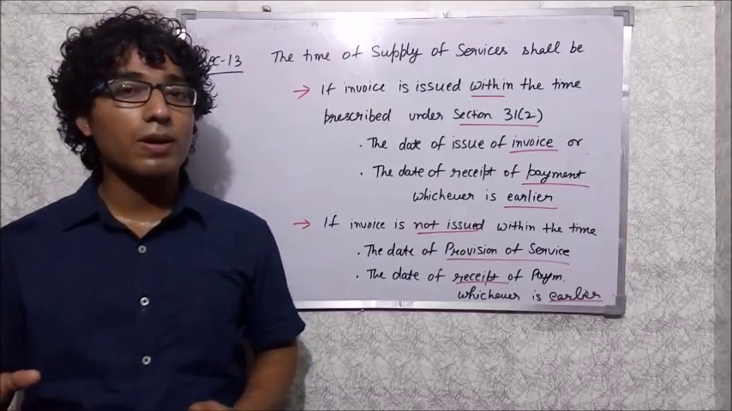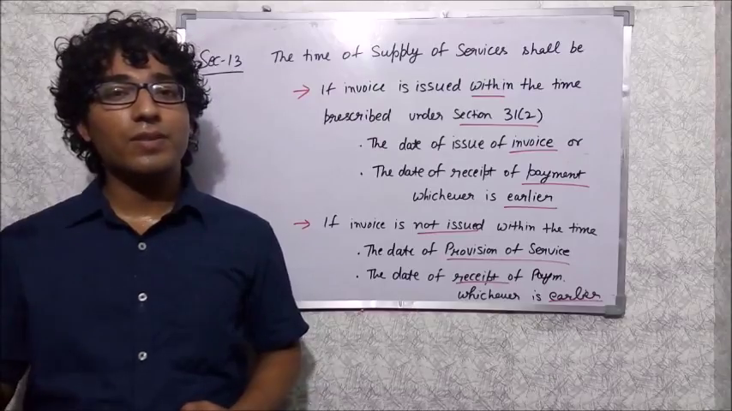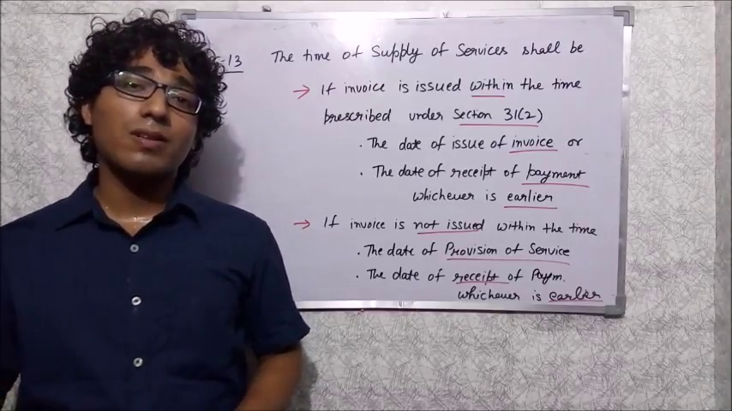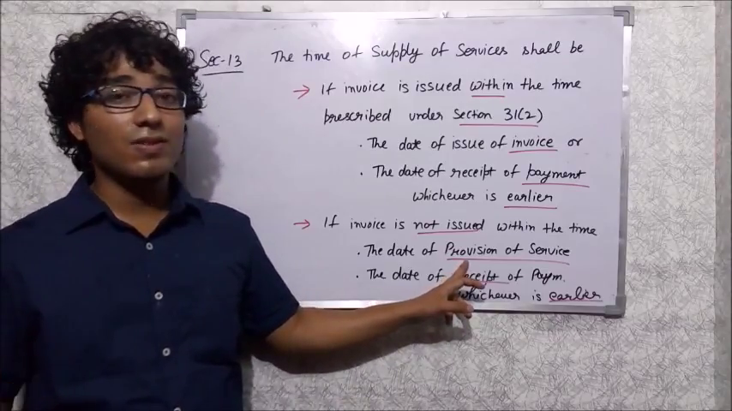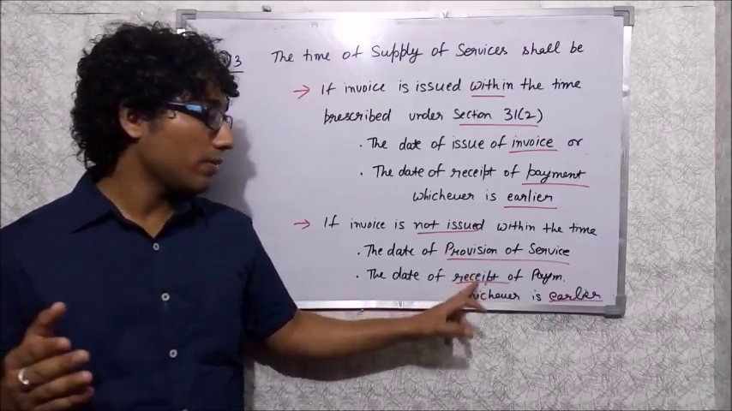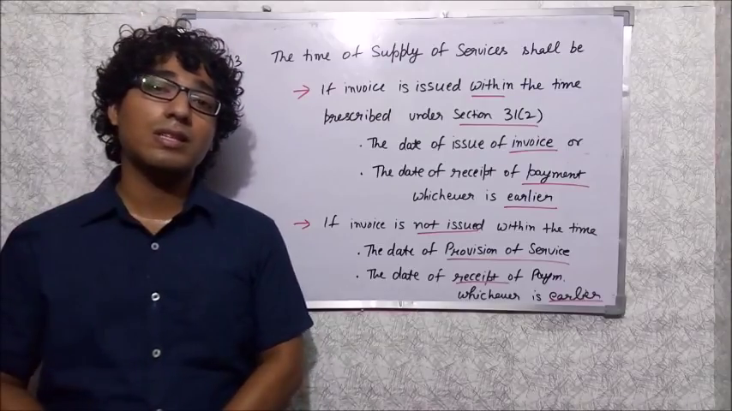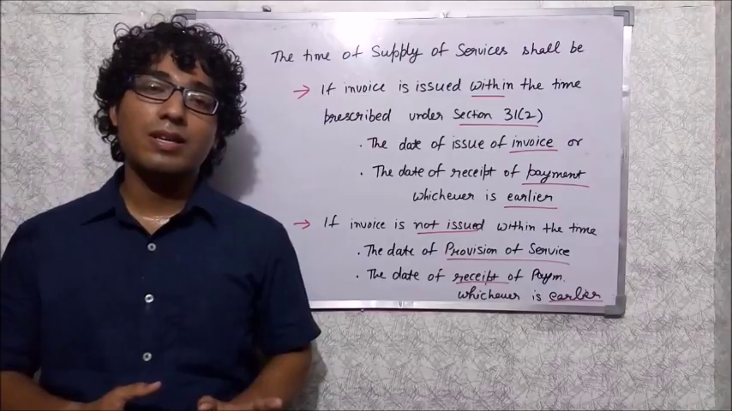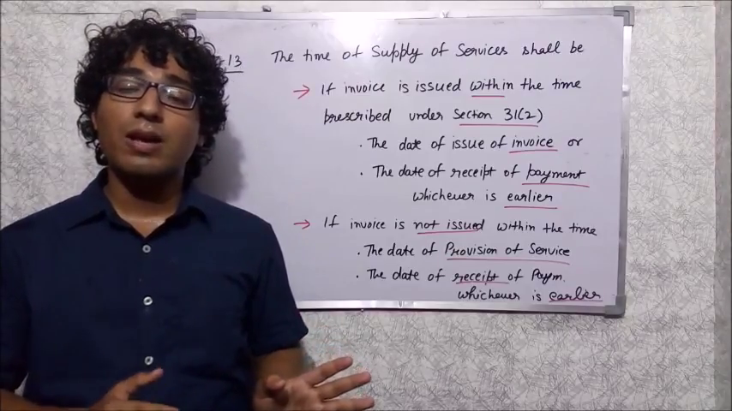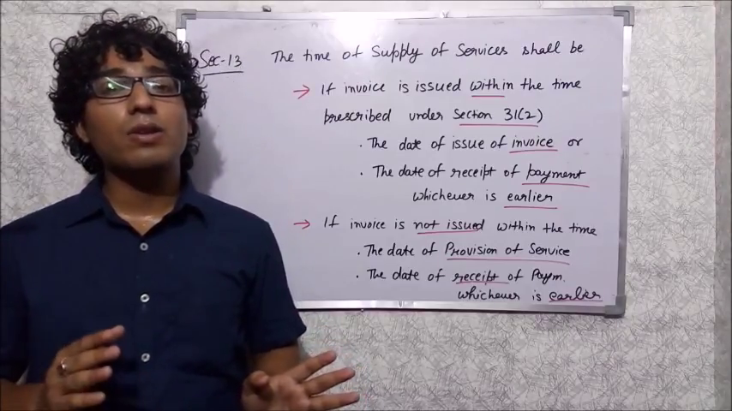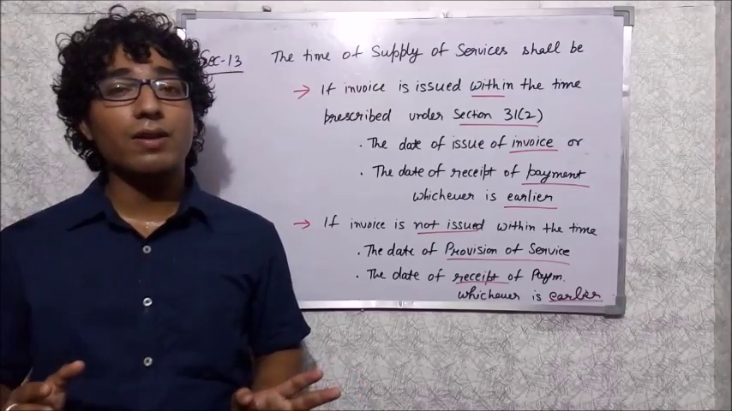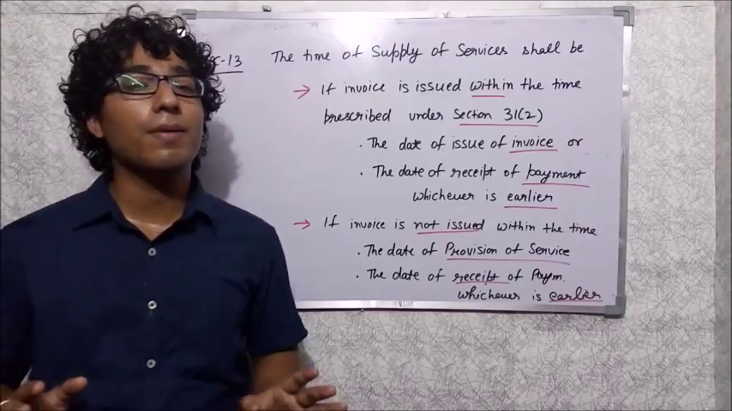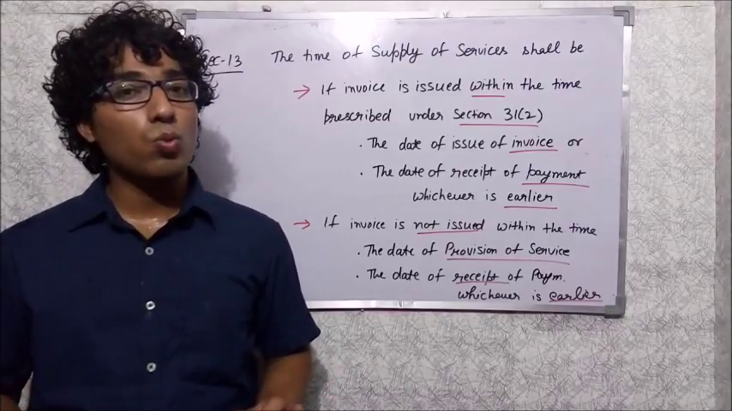So therefore the government has said that if you delay the issue of invoice, then we will take the time of supply of service as the date of provision of service or the receipt of payment. So this section speaks about two situations. The first one is when you issue the invoice within the time, and the second one is when you issue the invoice after, or do not issue the invoice within, the time prescribed under section 31 subsection 2.